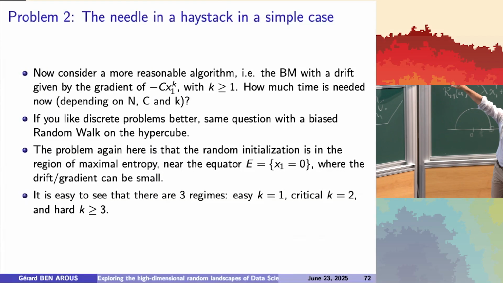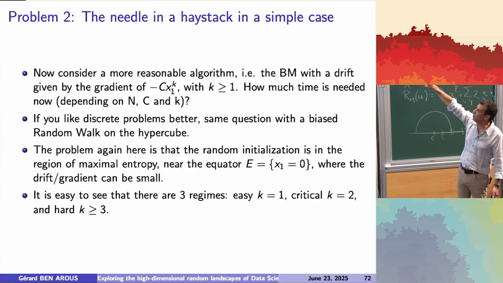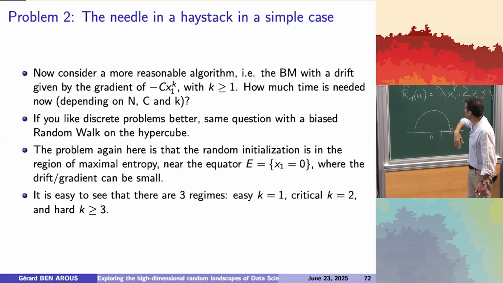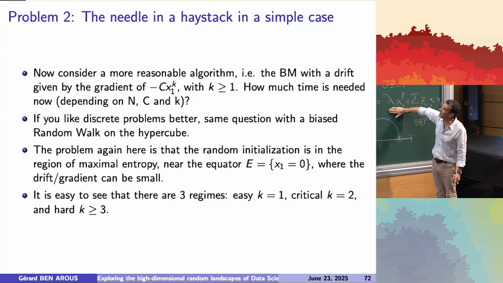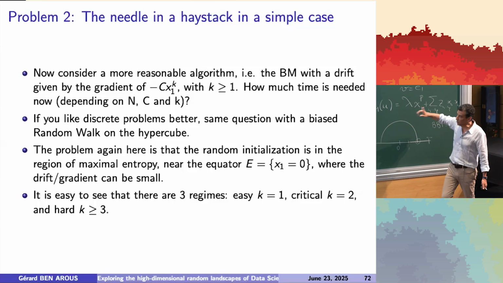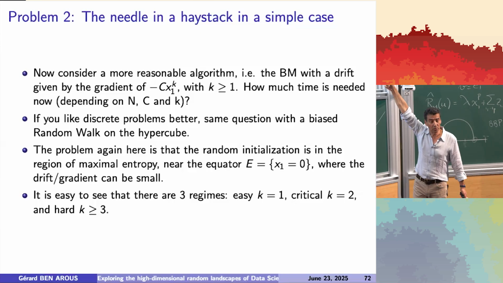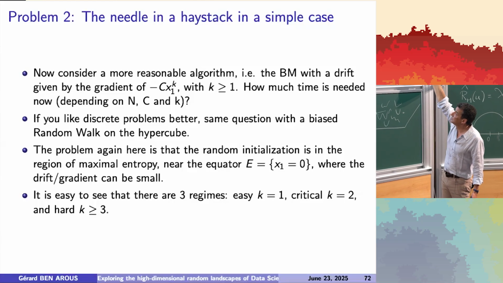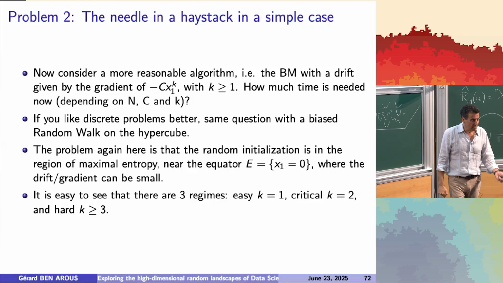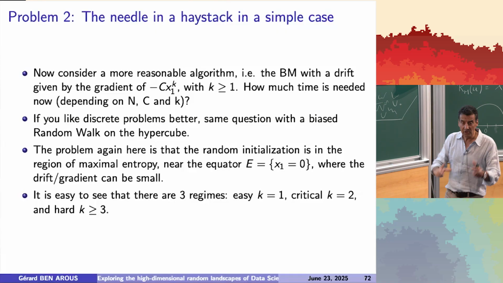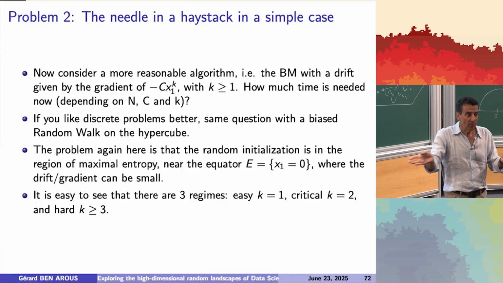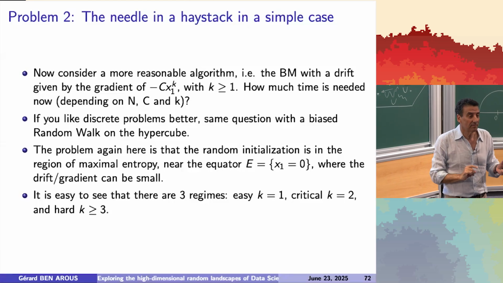So consider a more reasonable algorithm. I take the Brownian motion with the drift, and the drift is given by the gradient of a constant times x1 to the p, or x1 to the k here. So I put a drift that pushes to the North Pole. How much time is needed now, depending on n, of course, the dimension, maybe the constant, maybe k. As I said, if you like discrete problems better, take the random walk on the vertices of the hypercube, plus or minus 1. You start from a point at random, and you want to end up with everybody 1, let's say.